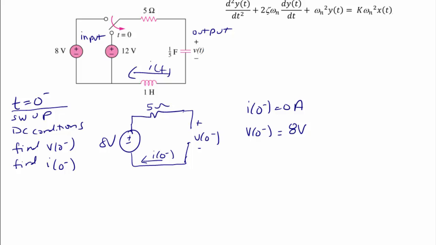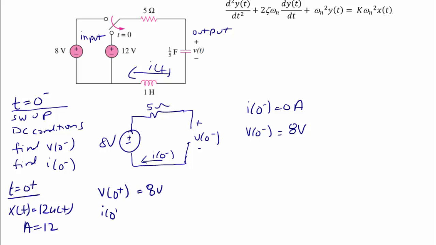So now let's analyze the circuit at t equals 0 plus. At t equals 0 plus, the switch has moved from the 8-volt to the 12-volt source. So the input is now x of t equals 12 u of t, where a is equal to 12. And remember that voltage across the capacitor is continuous for all time. So V of 0 plus is 8 volts. And current through an inductor is continuous for all time. So I of 0 plus is equal to 0 amps.